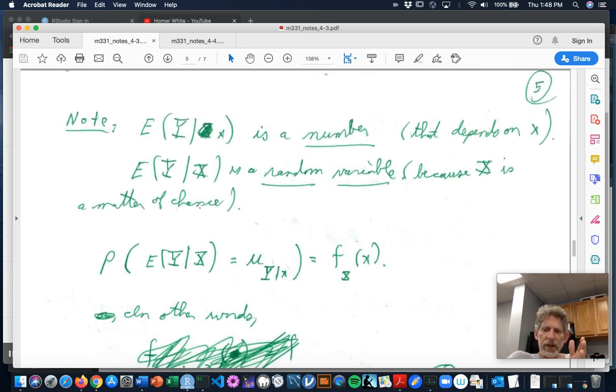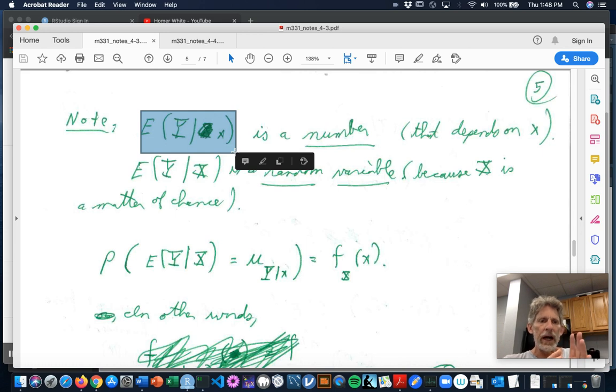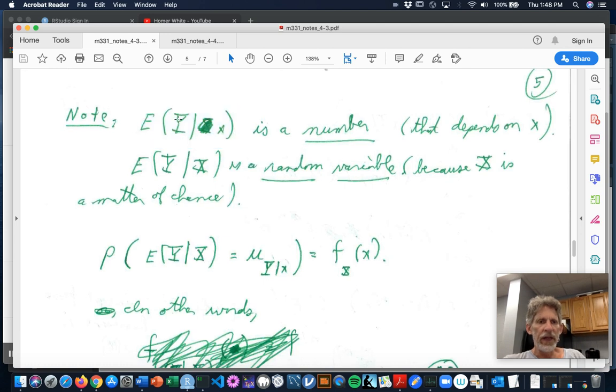But I want to clear up something that is not totally as clear in the book as I'd like it to be. The expected value of Y, given that capital X is little x, that's the expected value of an actual probability distribution. Well, conditional distribution, but it's totally a probability distribution. It's just a different one for each value of x. And so its expected value is going to be a number. It might be a different number for each of the different little x's, but it's a number each time.